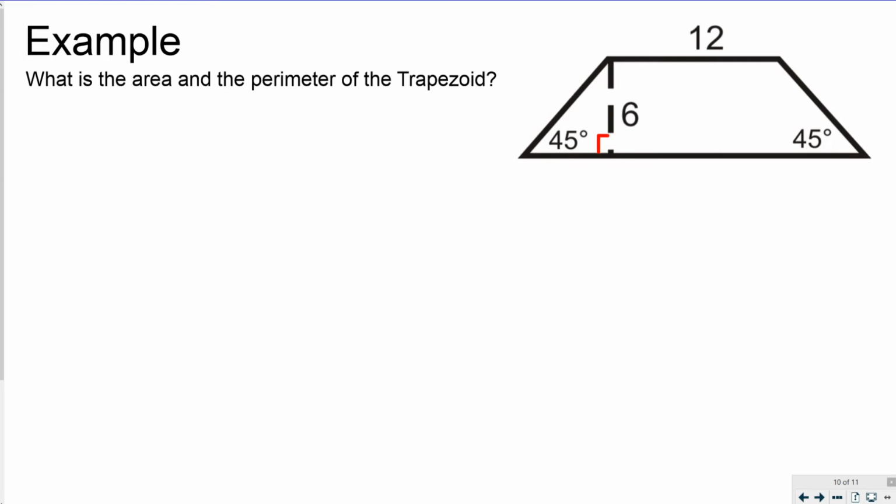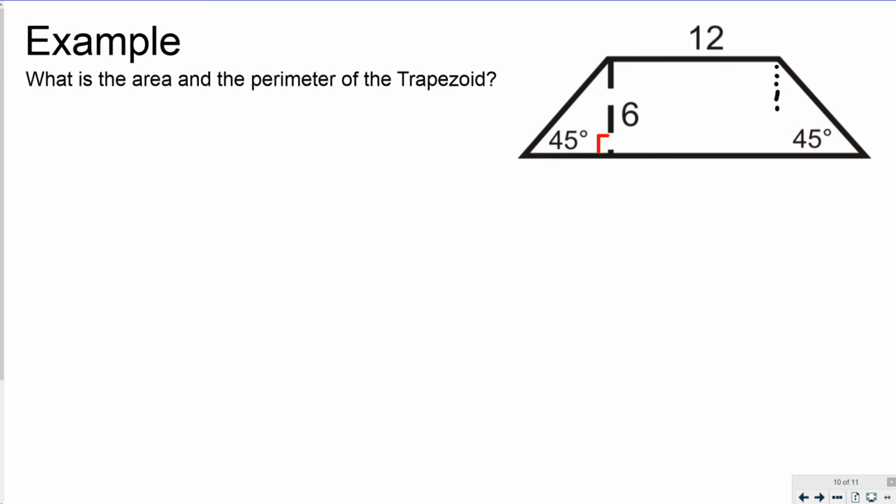All right, and then finally, what is the area and perimeter of the trapezoid? Okay, so we're going to have to do a little bit of preliminary work here in order to be able to actually calculate any of these. They state that there are 45-degree angles in this trapezoid.